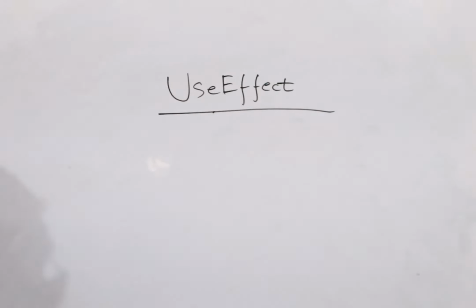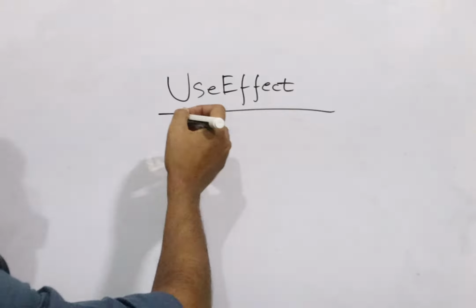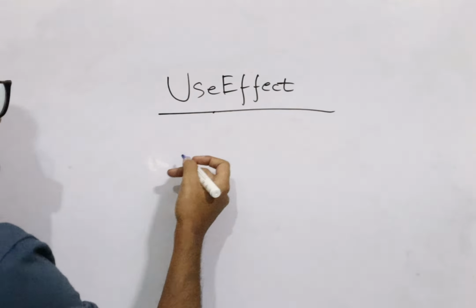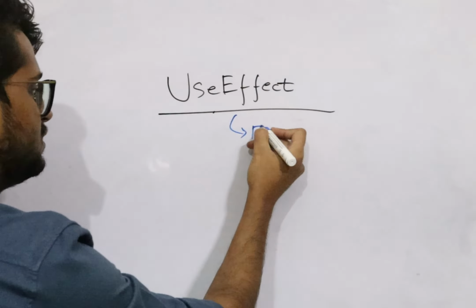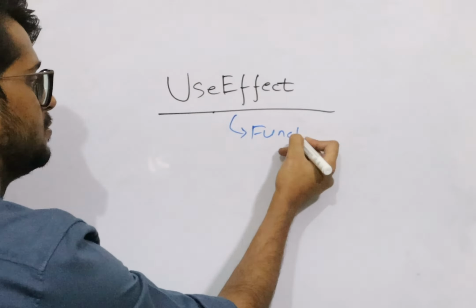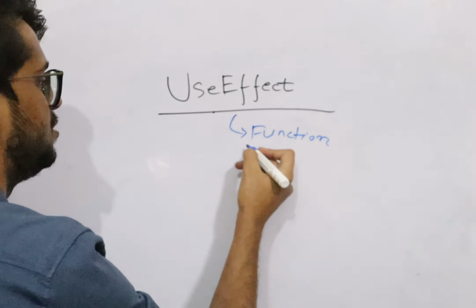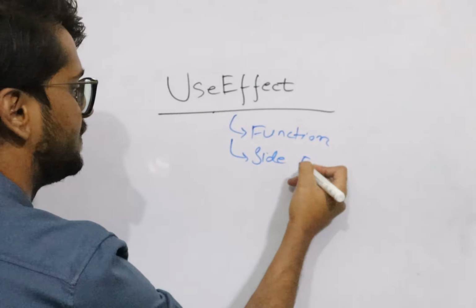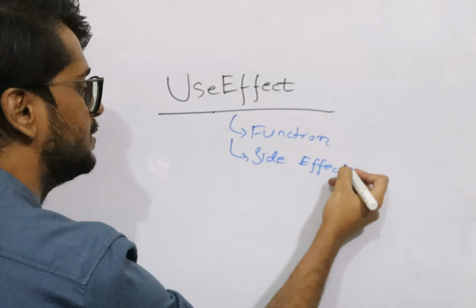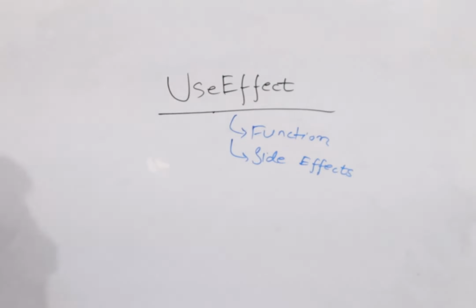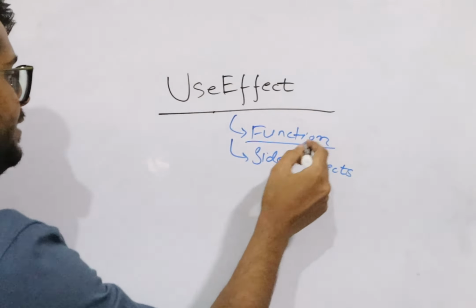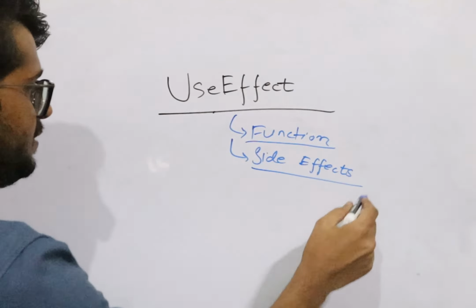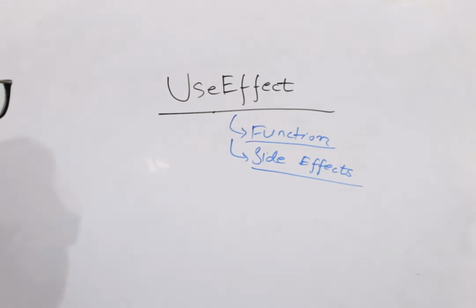Now let's understand what the useEffect hook in React is. Let me take a real life example of what a useEffect is, but let me just tell you, this is a function that can be used to run side effects in a React component. It is a function, it can be used to run a side effect or side effects.